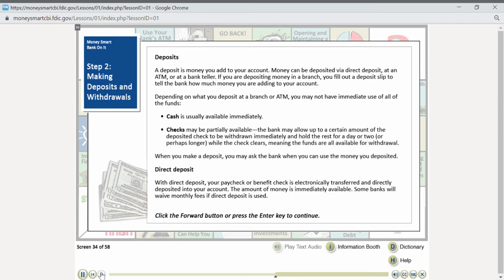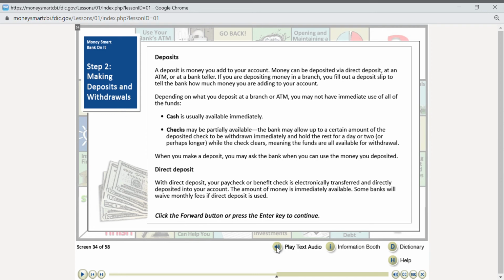A deposit is money you add to your account. Money can be deposited via direct deposit, at an ATM, or at a bank teller. If you are depositing money in a branch, you fill out a deposit slip to tell the bank how much money you are adding to your account. Depending on what you deposit at a branch or ATM, you may not have immediate use of all the funds.